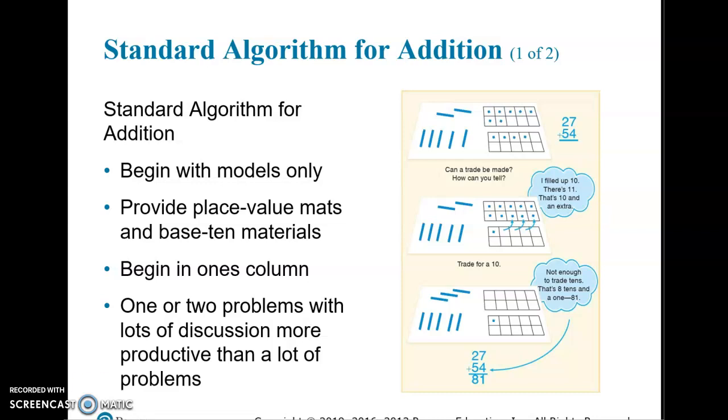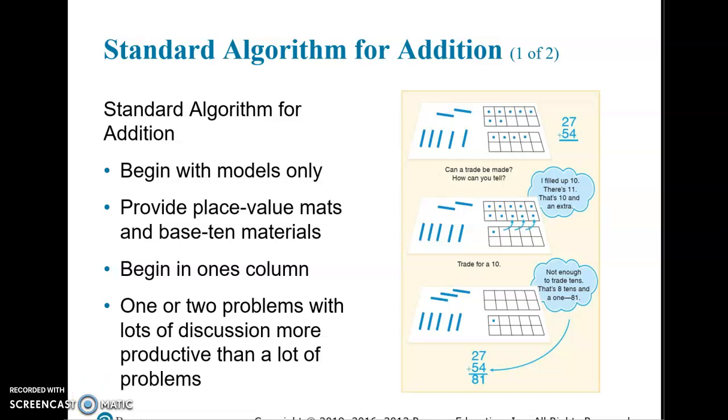In the beginning, focus on regrouping without recording the numeric process. Provide students with place value mats and base 10 materials. Students use these base 10 materials to make one number at the top of the mat and finish beneath it, beginning in the ones column, then let students solve the problem on their own. Allow plenty of time and have students explain why they did it.